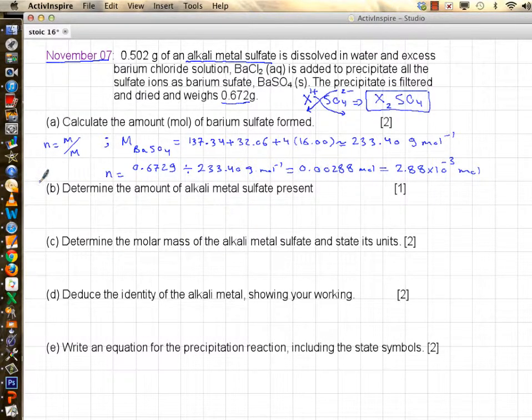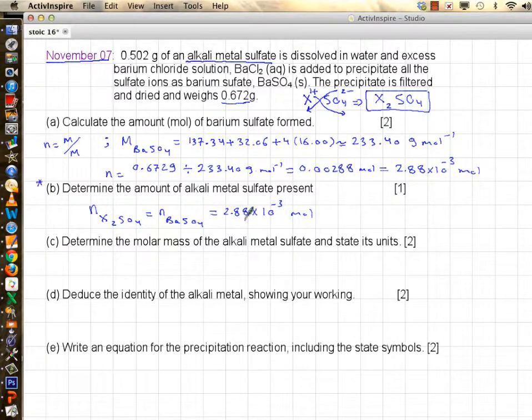Now the most difficult part of this question is this: determine the amount of alkali metal sulfate, of course in moles. How do I know that? What should I do? All my sulfate comes from X2SO4. So whatever I have as moles of BaSO4 is the same as SO4, and it should also be moles of X2SO4. So the moles is exactly as is, and this to me is difficult for students to come up with. So moles of alkali metal sulfate, X2SO4, is the same as moles of barium sulfate, the same number, 2.88 times 10 to minus 3 moles.